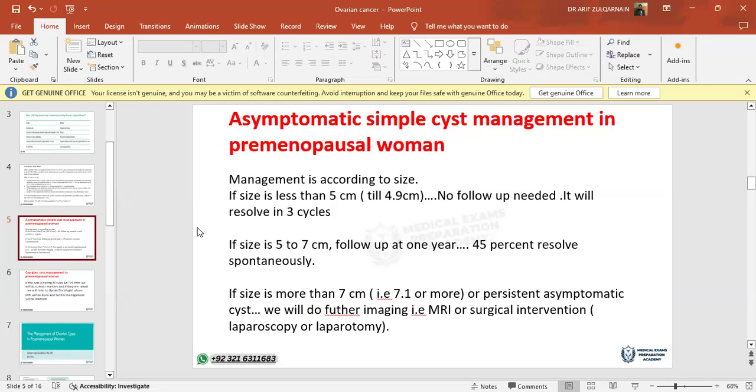So you must remember these cutoffs while attempting the MCQs and EMQs. Very close options are given in EMQs and MCQs. You may face a scenario where the size of the cyst is 7 centimeter and the options will be: you will do follow-up at 1 year, you will do conservative management, very close options. So you must remember these cutoff limits: if the size is less than 5, then no follow-up. If the size is 5 to 7, then follow-up at 1 year. If more than 7, that is 7.1 or more, then you will do further imaging and you can plan the surgical intervention. This is about the asymptomatic simple cyst in premenopausal women.